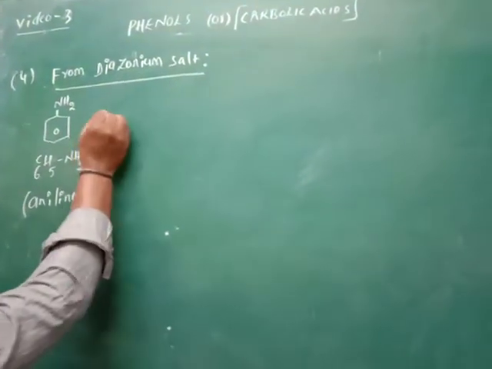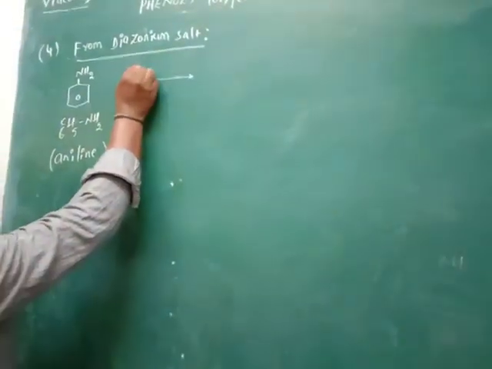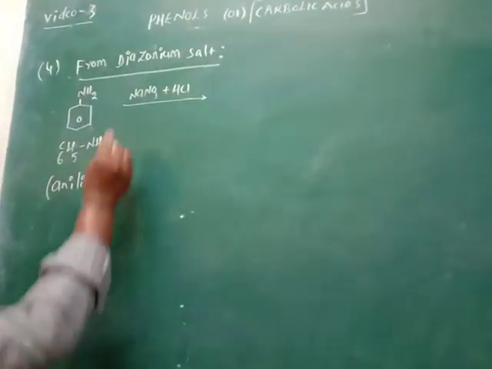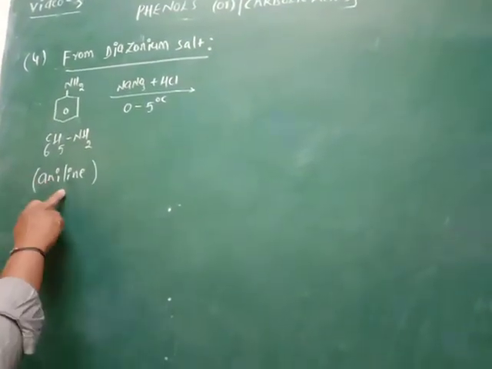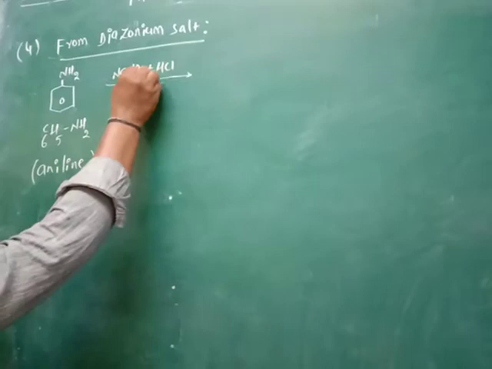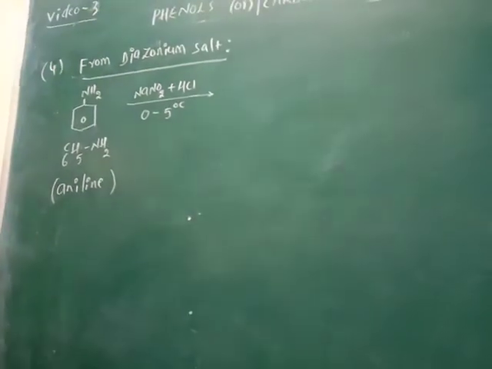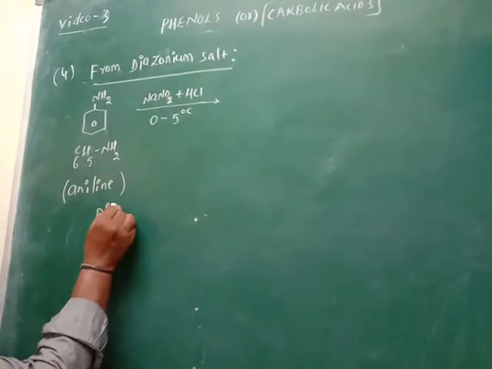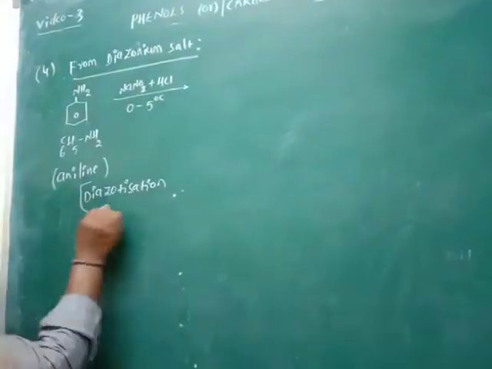So aniline is treated with sodium nitrite, NaNO2, and HCl at 0 to 5 degree centigrade temperature. This process is known as the diazotization process.